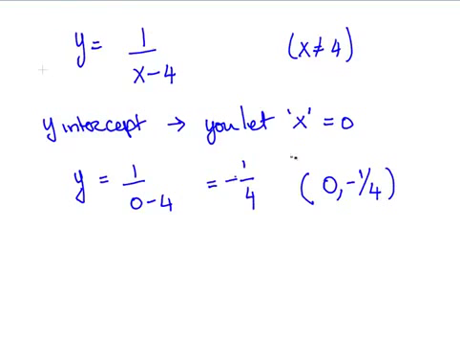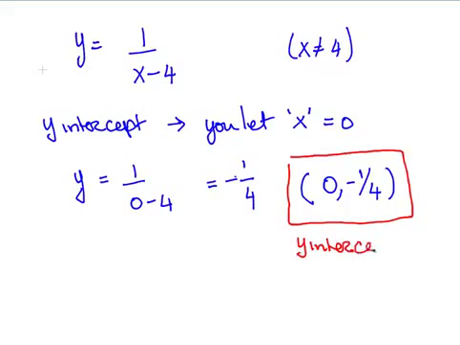By the way, that's the proper way to state the answer there. You don't just say y equals minus a quarter. The y-intercept is that point there, okay? And again, the trick with the y-intercept is you let x equal 0 and find out what point that would be. So necessarily x has to equal 0.